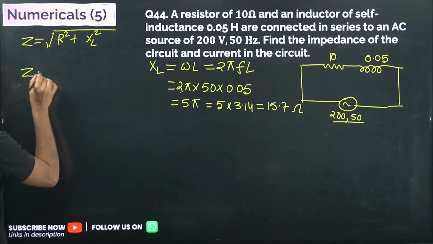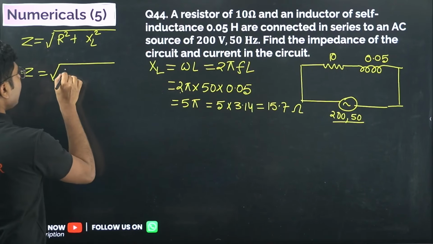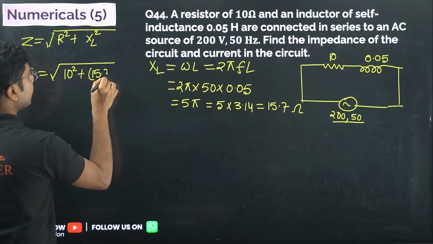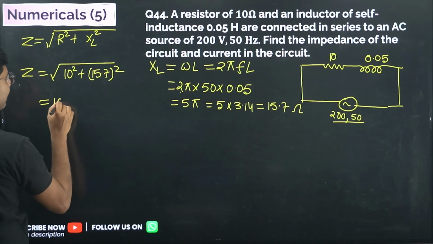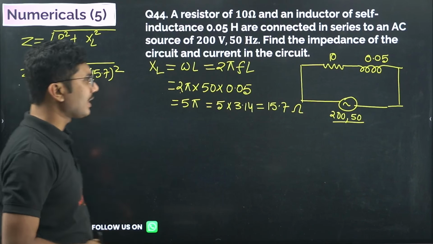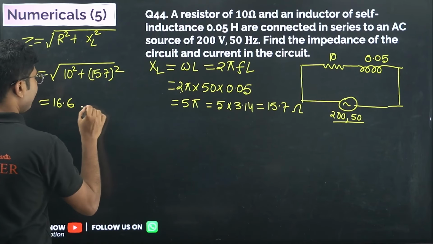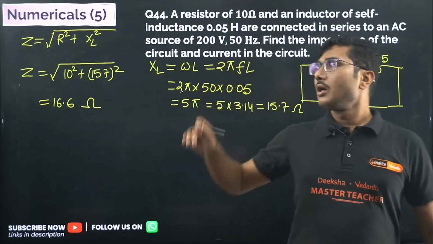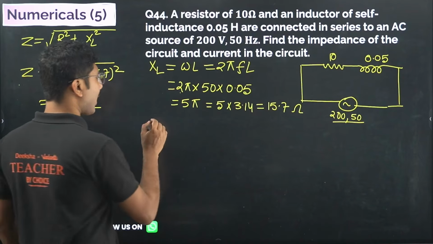So impedance will be square root of R square, which is 10 square, plus 15.7 whole square. If you calculate it, you should get some 16.6. If I am not mistaken, you will get some value around 16 point something. Again, to get the correct answer for this chapter, you have to use a calculator to get the final answer.